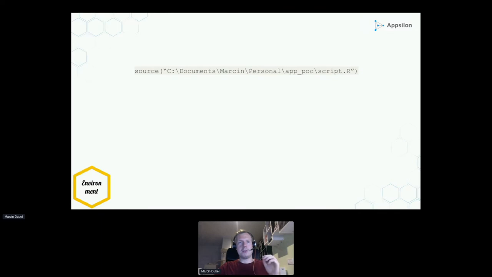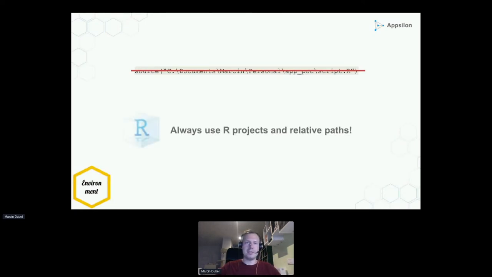Okay, so first, again, the baby step is that we don't want to have any local paths, not relative paths, to something on my computer, so that when I move around my project, it still works. So always start with using R projects and use relative paths to the project itself. Okay, so that will assure that when I move around my project, it will still work.